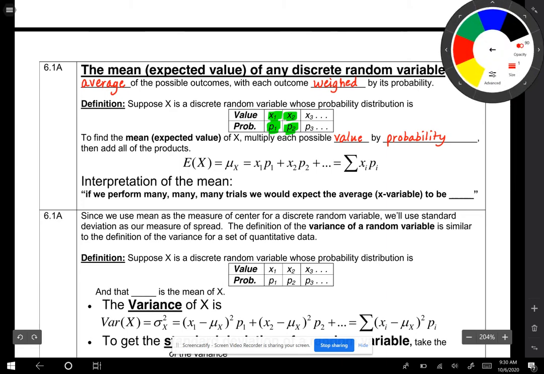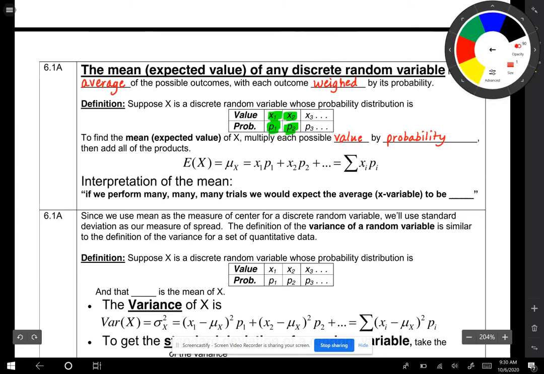All right. And now for the interpretation. So this is big. And it goes back to the definition of probability, like in the long run, or after many, many, many trials, or in this case, after many, many, many goals scored, we would expect the average, whatever. So if we perform many, many, many trials, we would expect the average, whatever the X variable is, the number of goals scored, to be blank. So that's your interpretation. And we will do a sample problem here in a bit too.